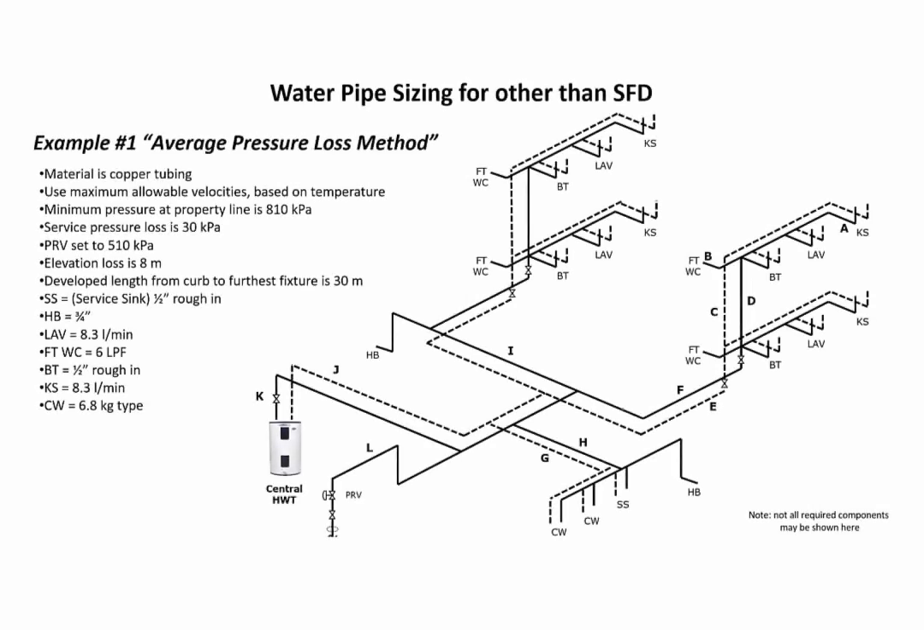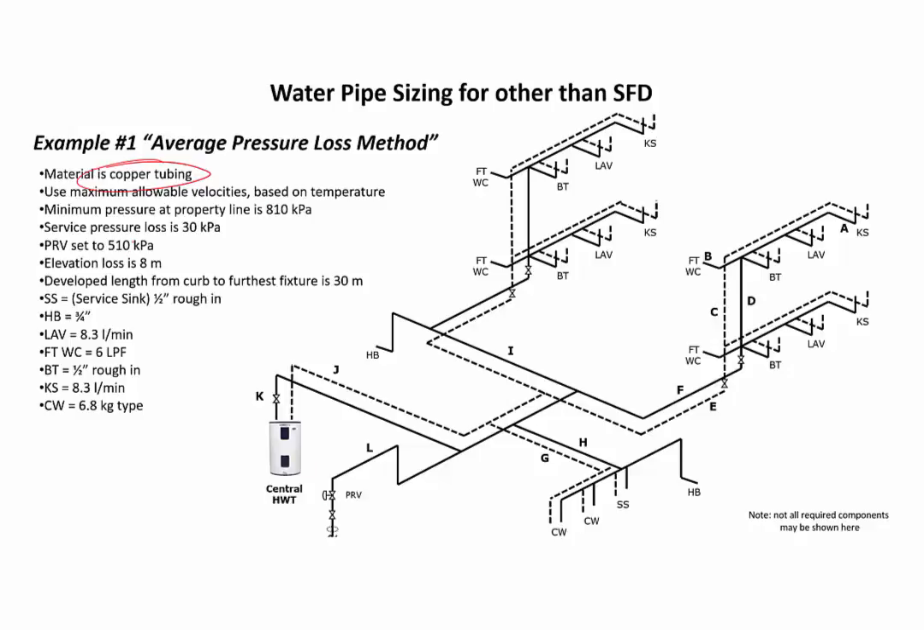So here's example 1 for average pressure loss method. We're going to use copper tubing as our material. So we're going to stick to the recommended velocities, 2.4 meters per second for cold, 1.5 meters per second for domestic hot water. A couple conditions here, some service losses, etc.